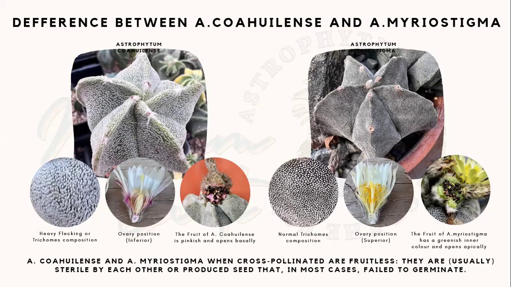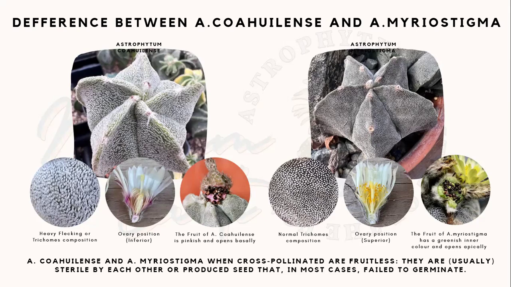And with a flower too, you can identify it better, because sometimes the trichomes are confusing. You really have to wait for it to flower to verify the plant. So for the flower, you can identify it by looking at the ovary. The ovary of coahuilense is inferior, while myriostigma is superior. As you can see, this is the ovary here, and the unfertilized egg is here, and this is the ovary of myriostigma, and the unfertilized egg is here.